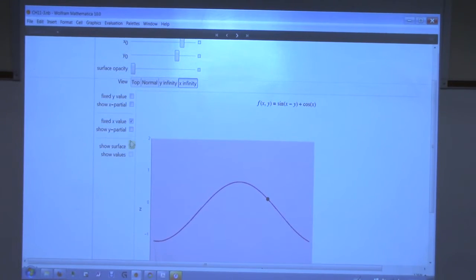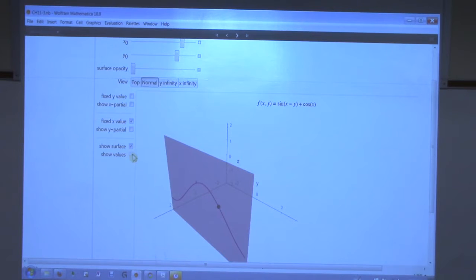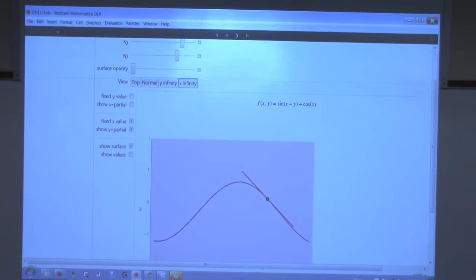And that should have a tangent line. I don't know why I'm having trouble with that. Whoa. Oh, I'm pressing the wrong thing. Oops. X infinity. There we go. So now, if I change my y value, because x is fixed, right? Then I get this.